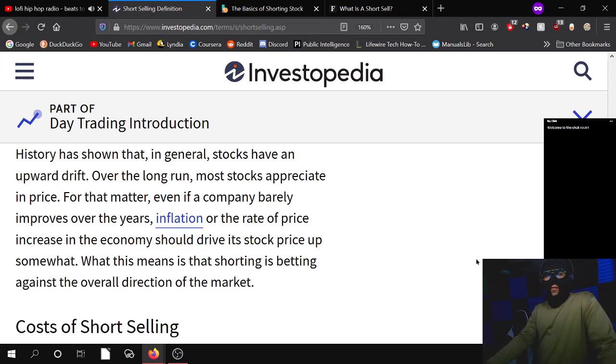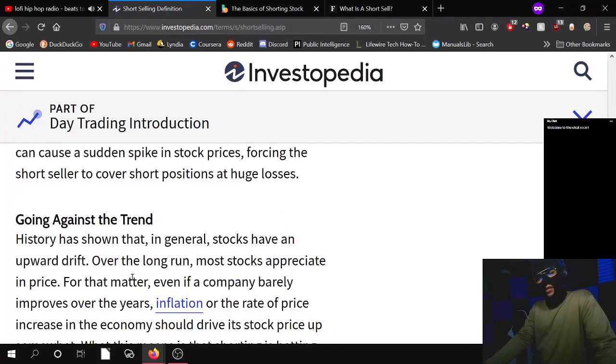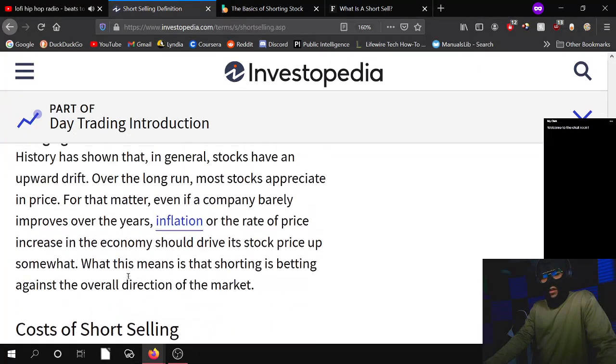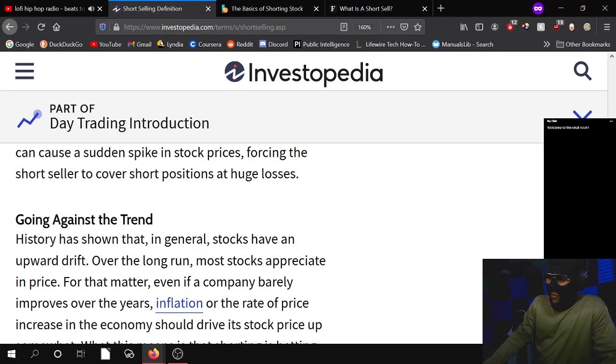There's a reason why keeping money safe in the bed is not a good idea, and it's not just security. Let me read this again. Over the long run, most stocks appreciate in price. For that matter, even if the company barely improves over the years, inflation, or the rate of price increase in the economy, should drive its stock price up somewhat. What this means is that shorting is betting against the overall direction of the market. The advantage, trend and stuff, it's the way they think about it.